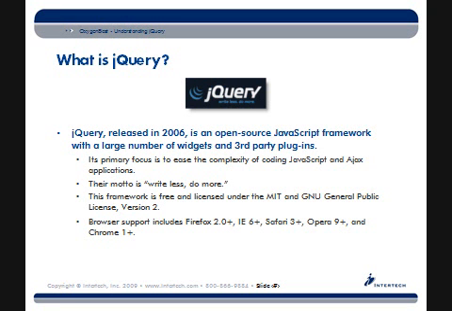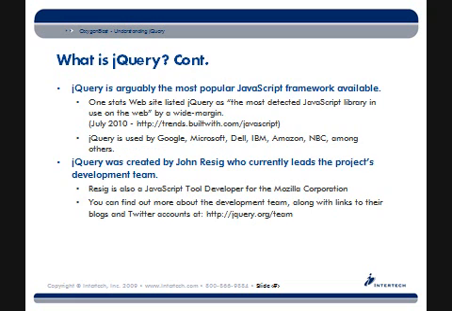So jQuery is about 4 years old. It was released in 2006. It is an open source JavaScript framework, and it does have a large number of widgets and third-party plugins. Again, the motto, write less, do more, that's really what jQuery is about. Its framework is free. It's licensed under the MIT and GNU General Public License, version 2. And in terms of the browsers, it supports a whole mess of browsers: Firefox 2.0 and greater, IE 6 and greater, Safari 3 and greater, Opera 9 and greater, and Chrome 1 and greater.